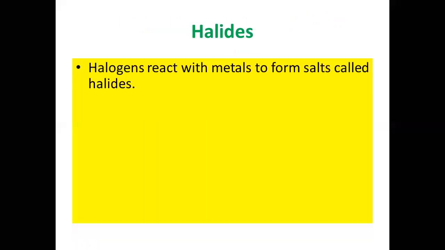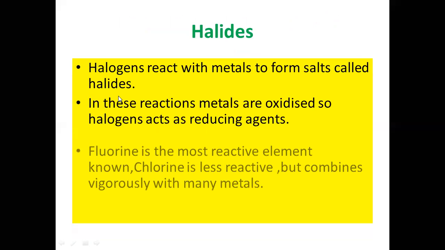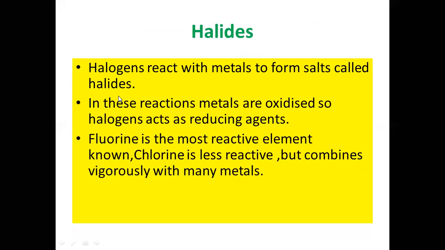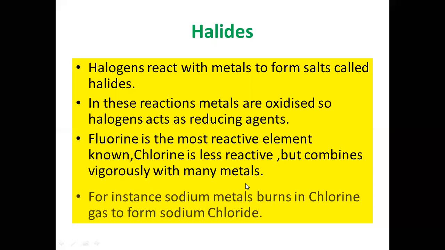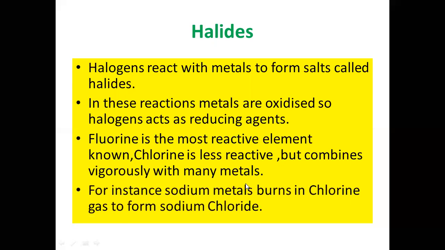Halide formation: halogens react with metals to form salts, and those salts are called halides. Like sodium metal reacts with chlorine to form sodium chloride, which is a salt. In these reactions, metals are oxidized, so halogens act as oxidizing agents. Fluorine is the most reactive element known. Chlorine is less reactive, but it combines vigorously with many metals. Although it is less reactive, it reacts fast with metals.